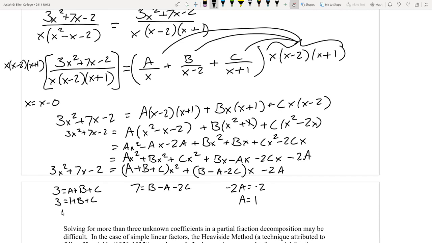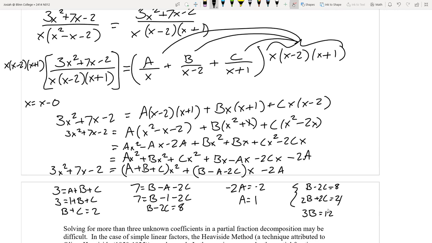And so we get b plus c equals 2. And in the second one, we have b minus 2c equals 8. And so once again, we kind of have to solve this system of equations here. Let's go ahead and put these together in a system. We've got b minus 2c equals 8, b plus c equals 2. I'll go ahead and multiply the second one here by 2, and we'll do elimination again. So 3b equals 12, and that lands us with b equals 4.